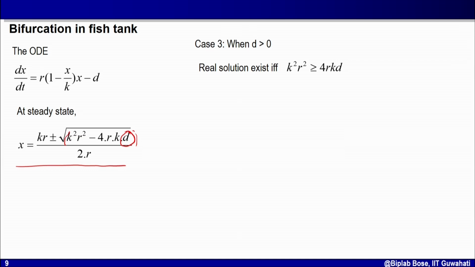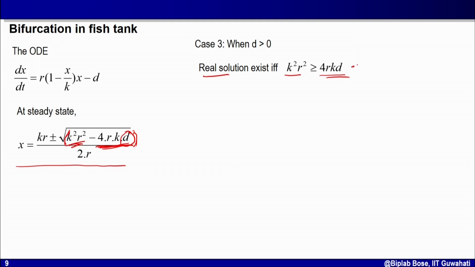I have to keep this whole term under the square root as a positive thing, because otherwise I will not have any real solution. So if I have to keep k square r square minus 4 r kd, which is under the square root, as a positive valued thing, that means this whole thing 4r kd has to be smaller than k square r square, otherwise I will get a negative value there. So to get a real solution, I have to keep k square r square greater than 4r kd, so that k square r square minus 4r kd is a positive thing.